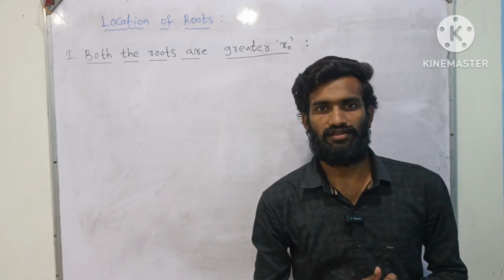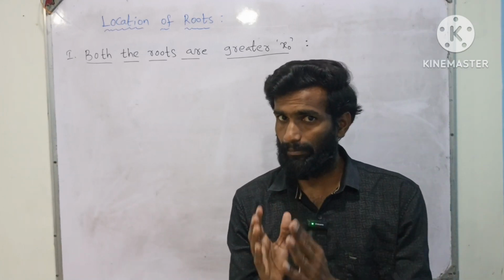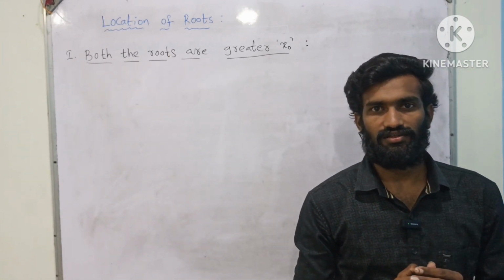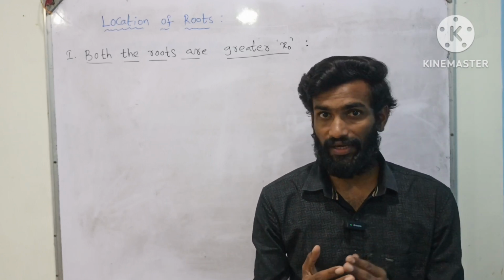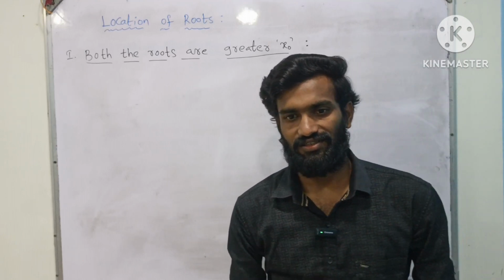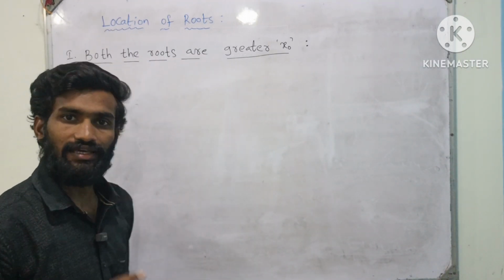What is here x naught? X naught is a real number. So we need to compare the roots of a quadratic equation with this x naught. Here how are we comparing? Those two roots are greater than x naught. Now we'll draw the graphs of this case.